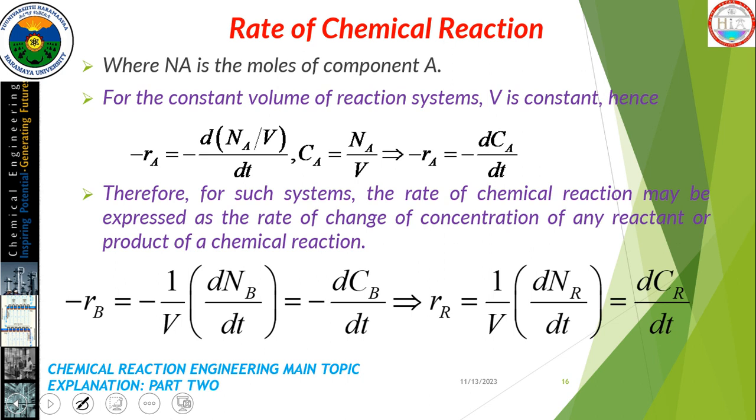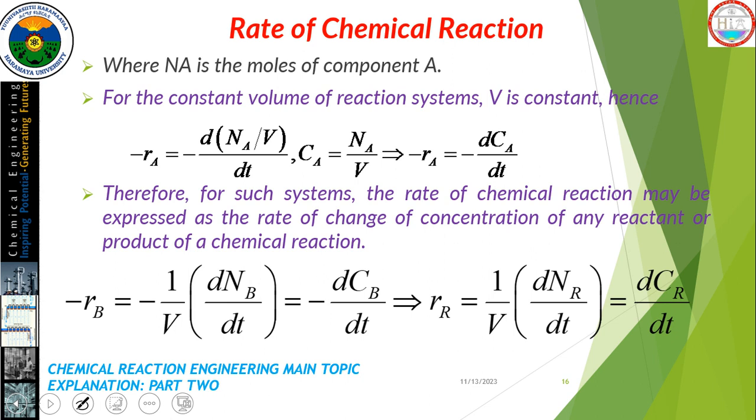Where Na is the moles of the component A. For the constant volume of the reaction system, if the volume of the reaction system is constant, we can write the rate of the reaction as minus d in bracket Na divided by V, divided by dt. But moles divided by volume is a concentration. So the rate of the reaction Ra is equal to minus dCA by dt, which means that the concentration of the reactant is consumed in the reaction.